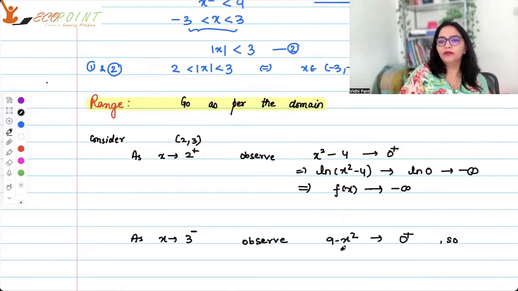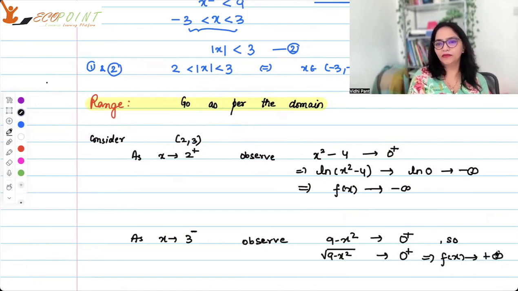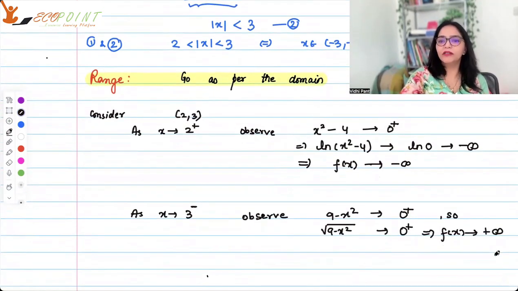So, of course, the square root of 9 minus x square will also go to 0 plus. And that would imply that f(x) is tending towards plus infinity. Why? Because your denominator is going towards 0. So that means the function is tending towards plus infinity.